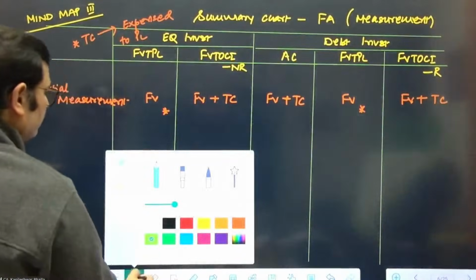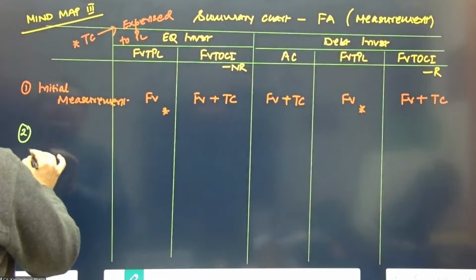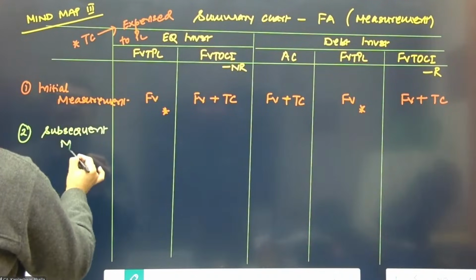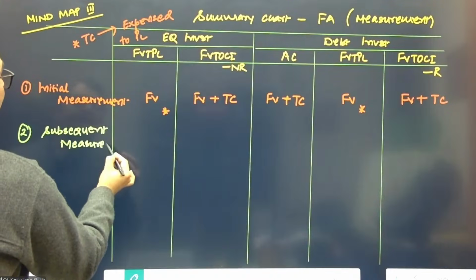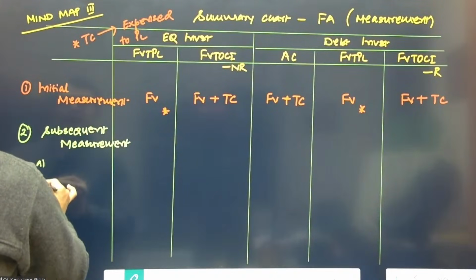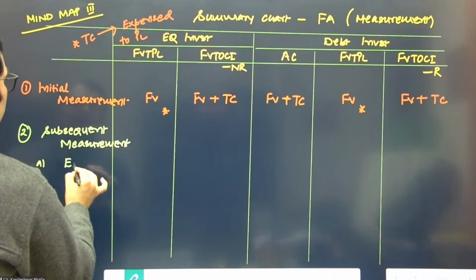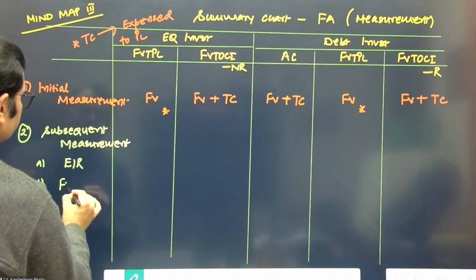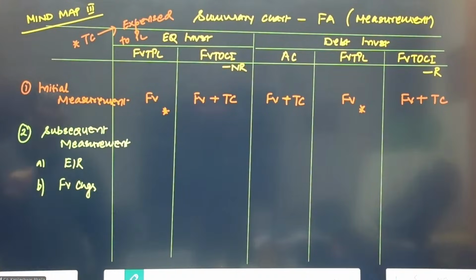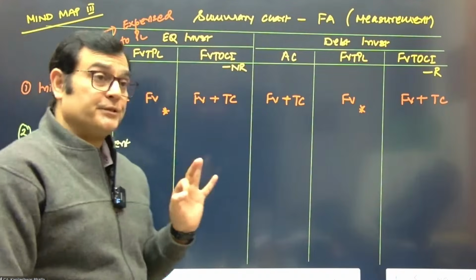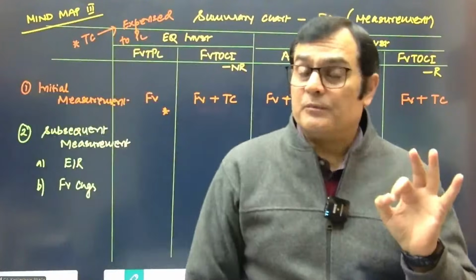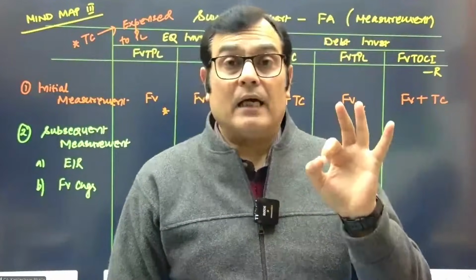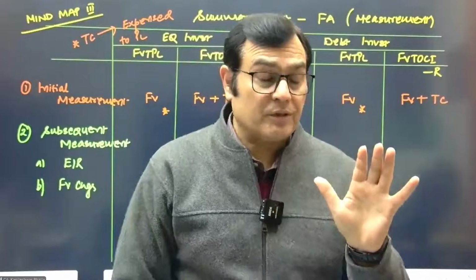Next, the second I'm looking at is the subsequent measurement. In terms of subsequent measurements, I'm looking at two inputs: the use of effective interest rate, and the capturing of fair value changes. So there are two inputs going at the back of my mind. When you're looking at a subsequent measurement, I'm looking at, are you going to use the concept of EIR, and are you going to capture the concept of fair value changes or not?